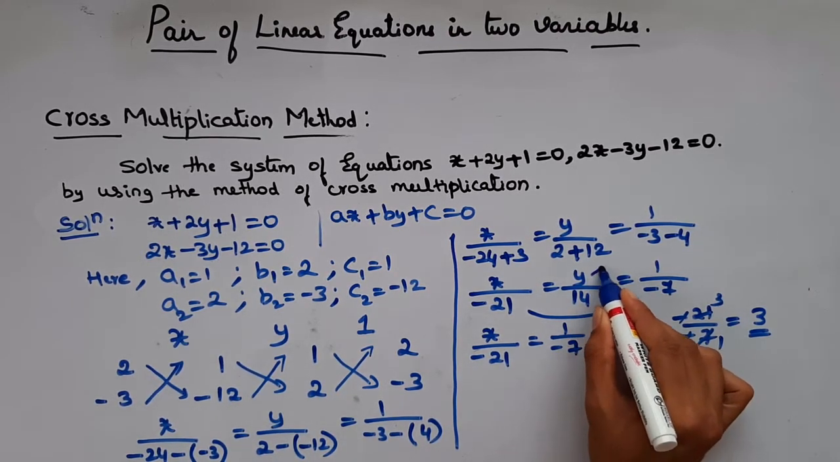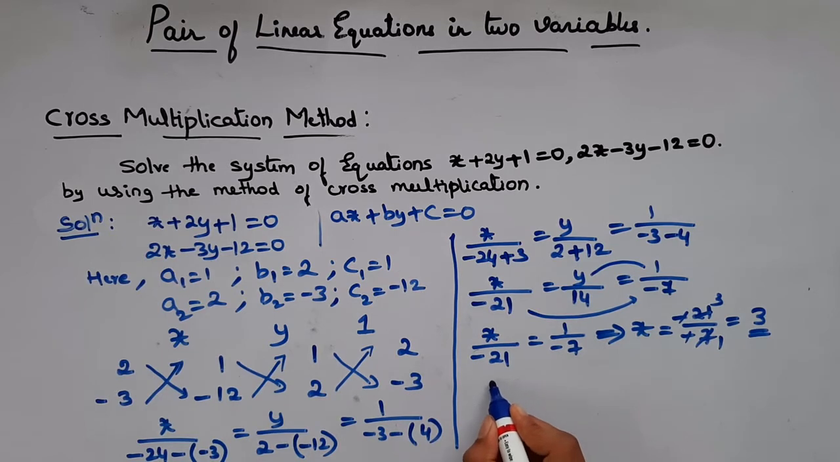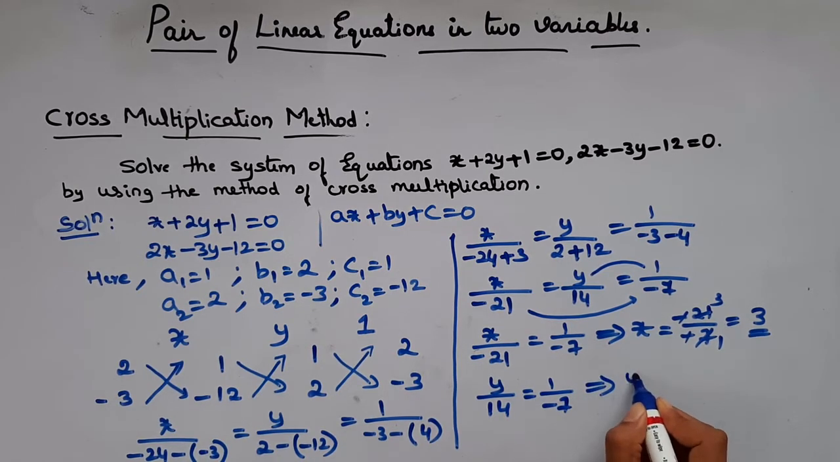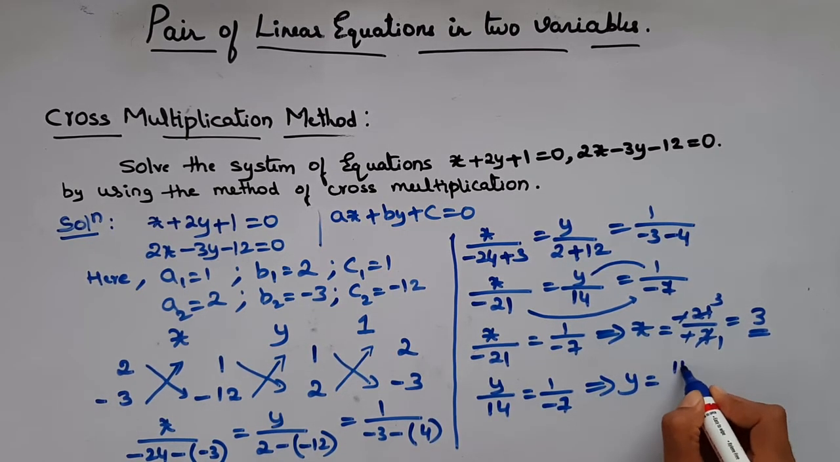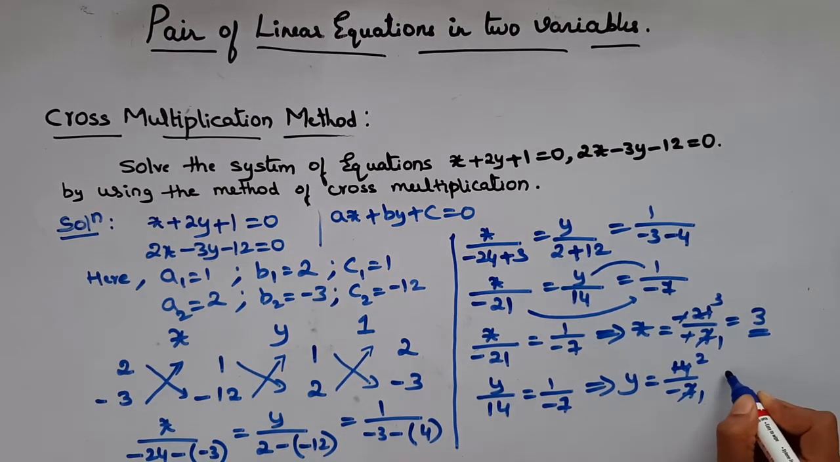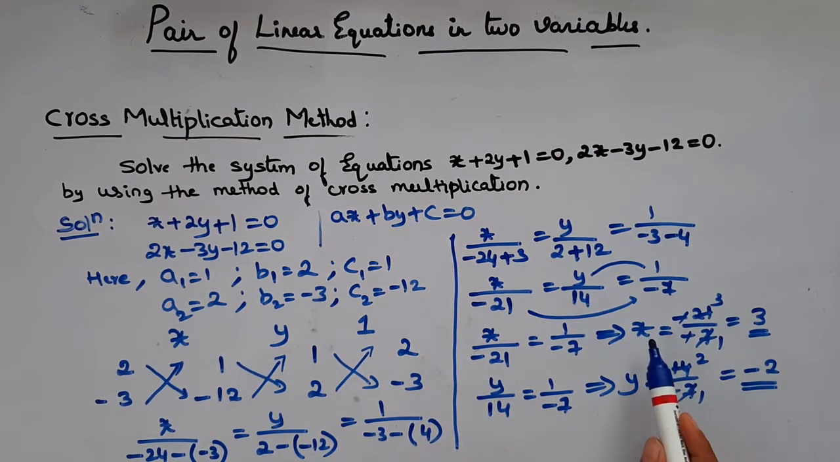And now if you take these two equations, we have y by 14, which is equal to 1 by minus 7, which implies y is equal to 14 by minus 7. So 7 ones are 7, 7 twos are 14. We are left with minus 2. So your y value is minus 2. So this is how you find the values for x and y by cross multiplication method.